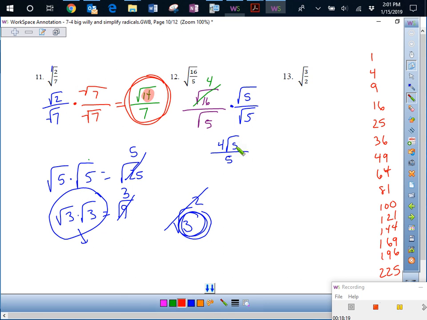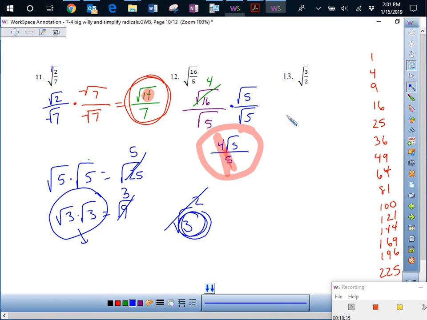So we check. There's no fractions underneath the radical symbol. There's no radicals in the denominator. Radical 5 doesn't simplify at all. He's as clean as a whistle. But you also got to check these numbers here to see if they reduce. And 4 over 5 doesn't reduce, so this is our answer.